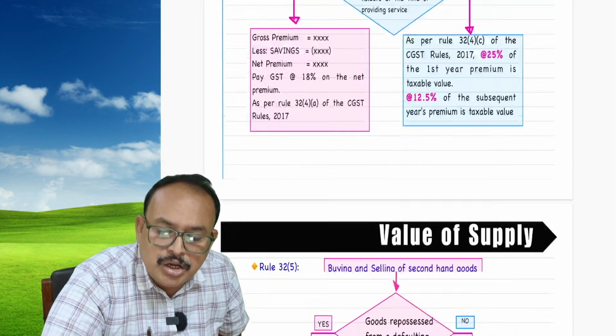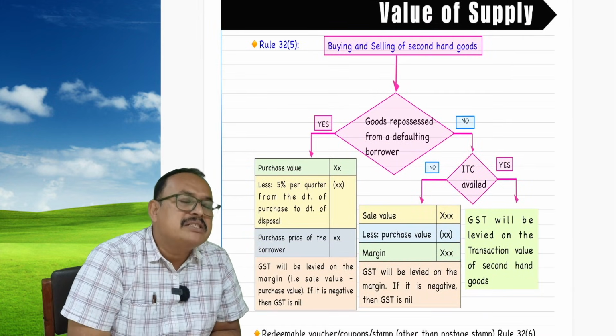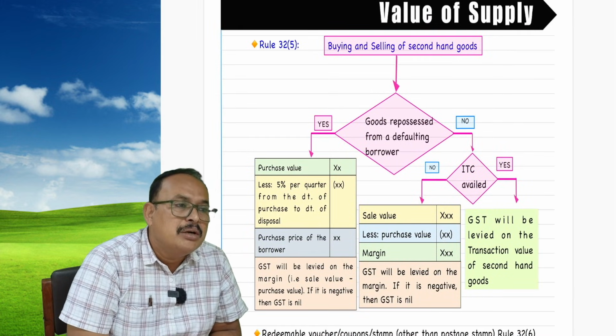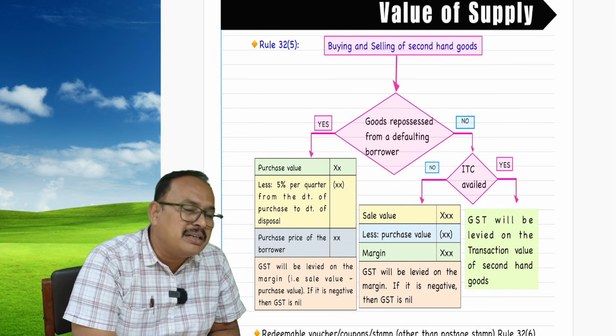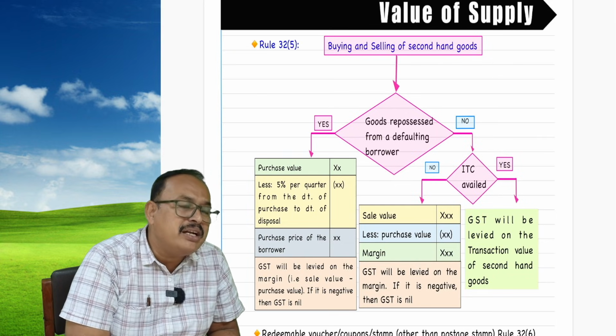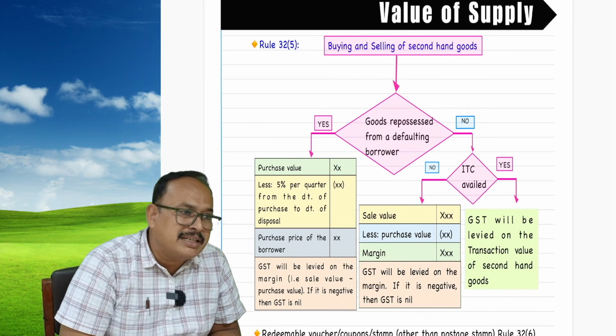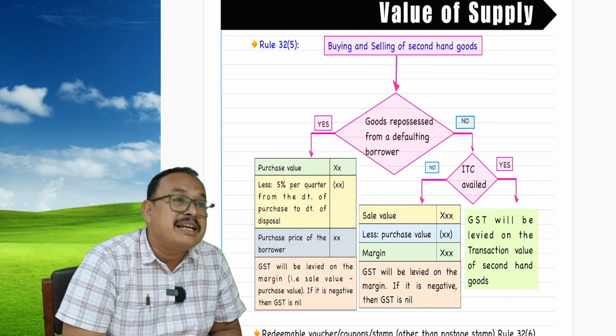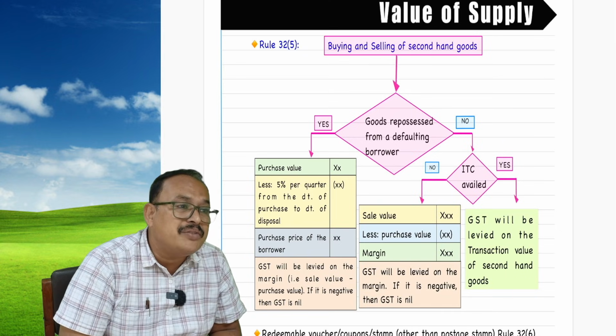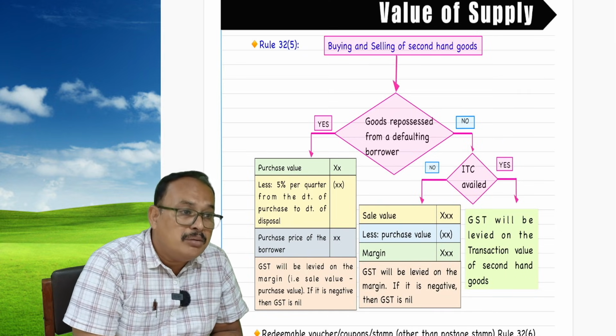Then further, rule number 32, sub-rule 5, which talks about second-hand goods, margin method, sales minus purchases. If I have the margin, I pay the GST, provided I do not avail the input tax credit. In the case of a banking company, what is the cost of purchases if they repossess the goods on account of a default of a particular borrower?